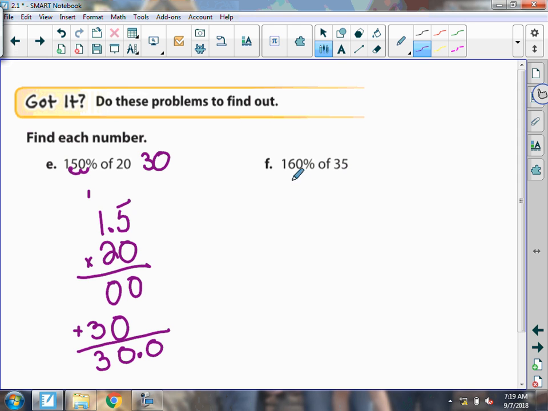And 160% of 35. Move your decimal 2 places to the left. So that's 1.6. Multiply that by 35. 6 times 5 is 30. 5 times 1 is 5, plus 3 is 8. 3 times 6 is 18. 3 times 1 is 3, plus 1 is 4.